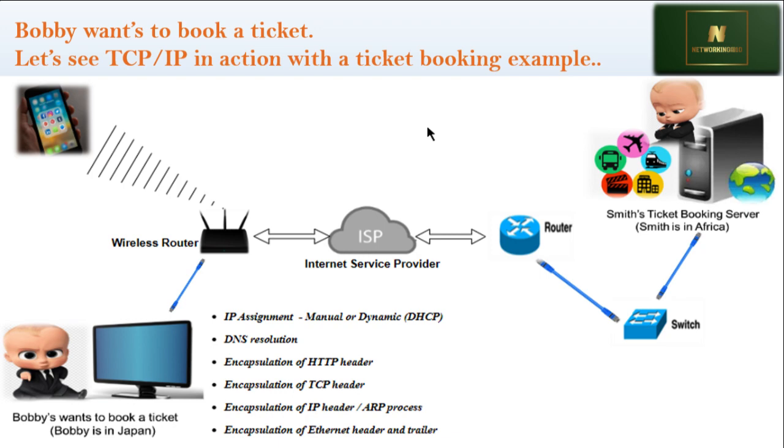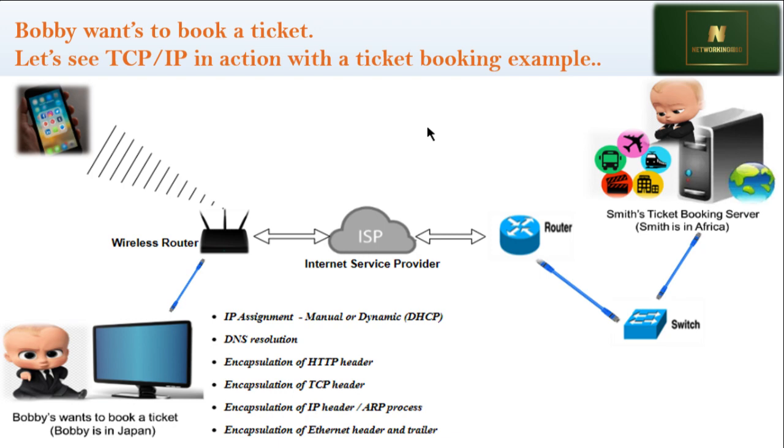Finally, the bit stream is translated to electrical signals and transmitted over the LAN cable, which is the physical medium of data transmission in this particular case. There is another transmission medium which is also shown here, that is the wireless medium. The smartphone connects to the wireless router using this wireless medium.